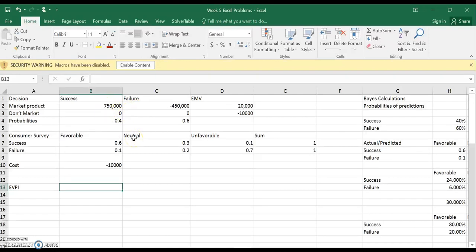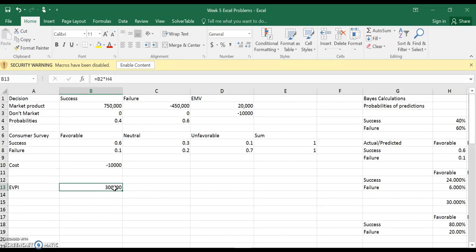Okay, so we're going to assume that it's just a basic EMV calculation to get the EMV of perfect information, because we're going to assume that if we bought perfect information, we are only going to have a chance of success. So we have a $750,000 profit if we are successful. So we're going to take that $750,000 and we're going to multiply that by 40%. Okay, so our EMV here is $300,000.